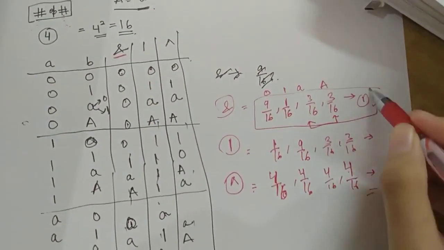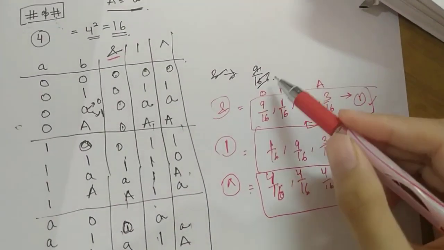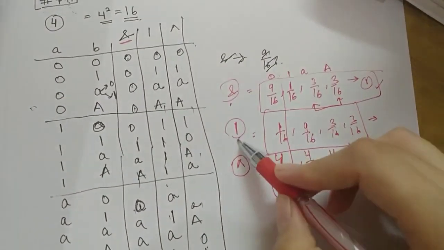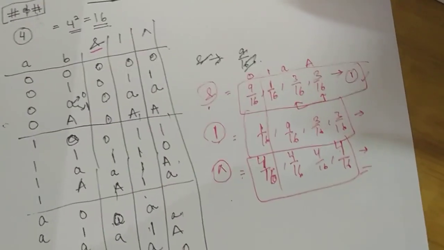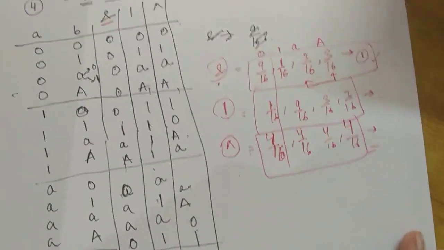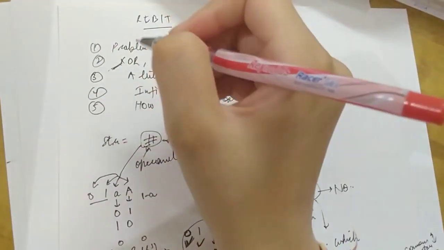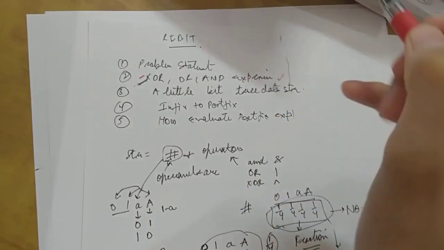These are our chances of evaluating to each possibility: 0, 1, small a and capital A for each operator. So we have completed a bit about XOR, OR and AND expressions.